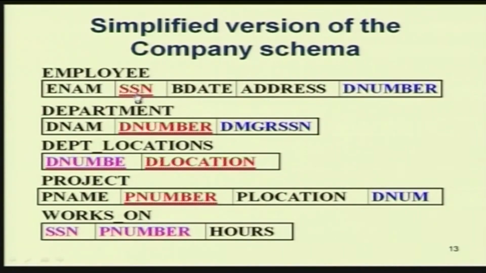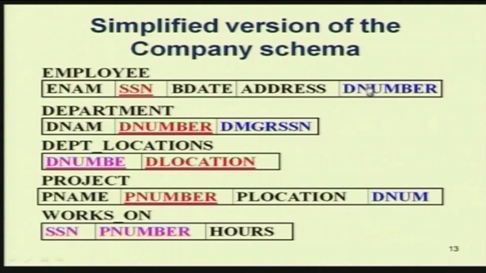Now, this is a very well designed company schema, where you have SSN as the primary key, and D number is a foreign key which links this relation with the department relation. In department you have department name, department number and department manager. These attributes should not come here as part of the employee relation. That is what we are trying to say. Similarly, in department locations, assume that a single department can be present in a number of locations, then the department numbers link department and department locations, but the locations are separate.